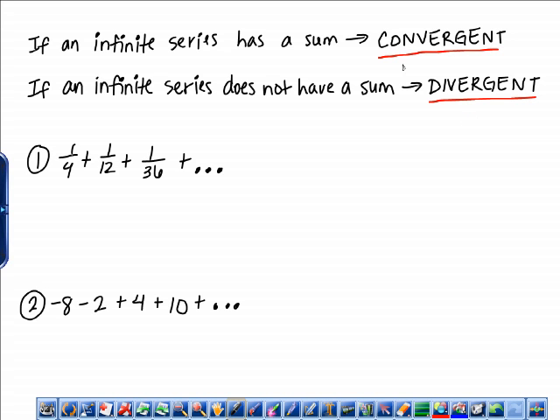But these two words you need to understand. Convergent has to do with a sum. Divergent is it does not have a sum.